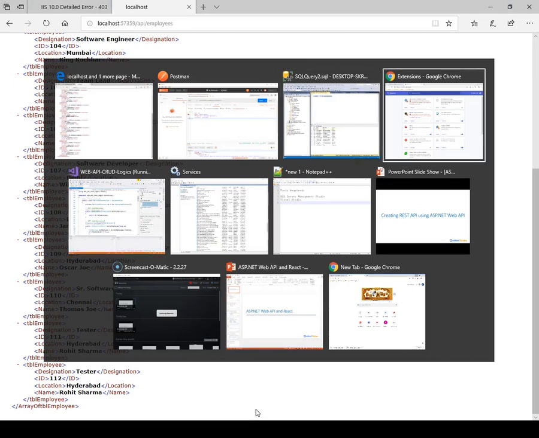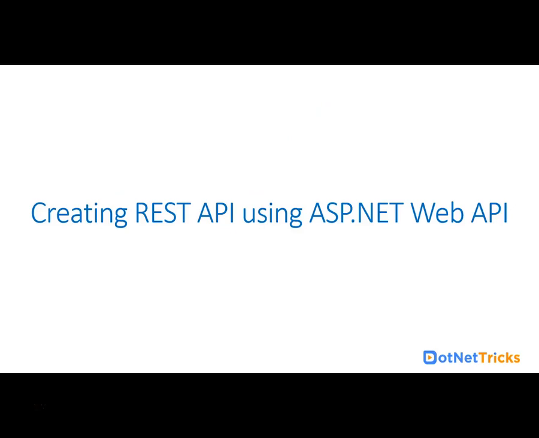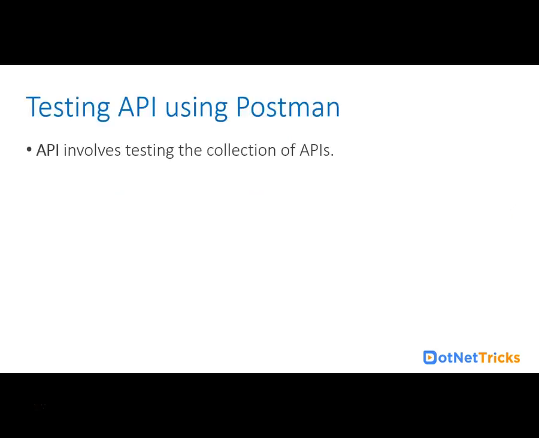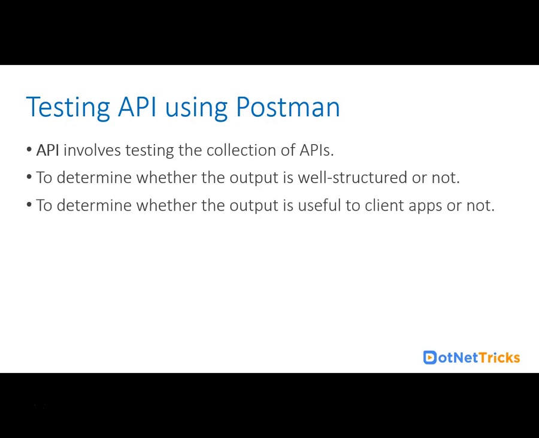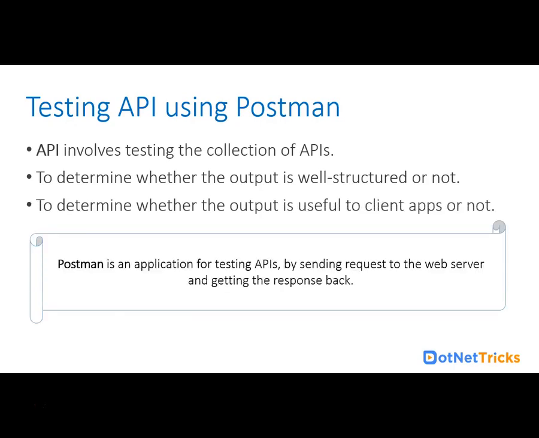So this is how we have implemented all the CRUD operations using ASP.NET Web API with Entity Framework database first approach, and we have tested the API using Postman. That is a collection of APIs to be tested over here on the client side, and to determine whether the output is well structured or not, or useful for the client application or not as well. So just like Postman, we also have some other client side applications. Postman is an application for testing the APIs, sending the request to the server and getting the error or response back.